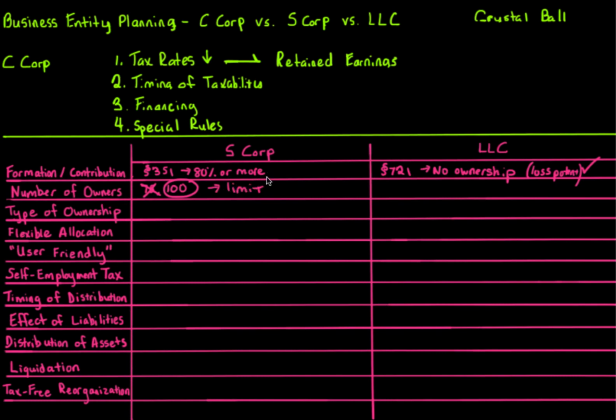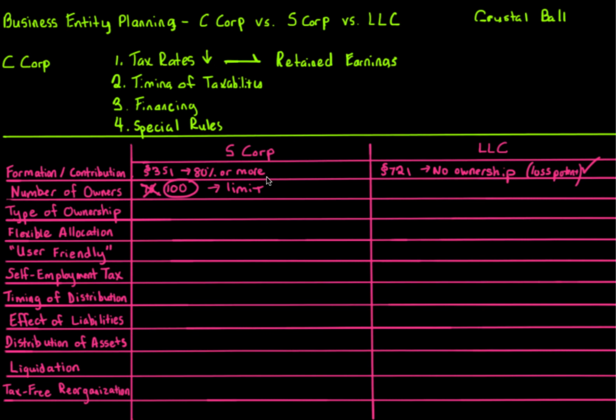Now, there's special rules with respect to attribution, like certain family members or business entities are viewed as one owner, a husband and wife, for example. If a husband and wife both own an S corporation, they're both treated as one owner for the 100. So you can have 100 or fewer. You can have no more than 100 owners.